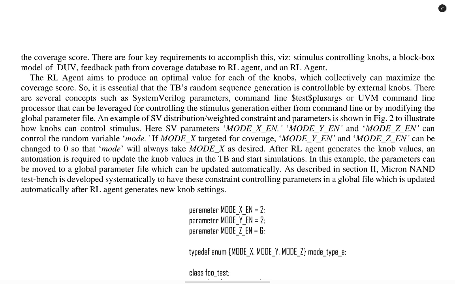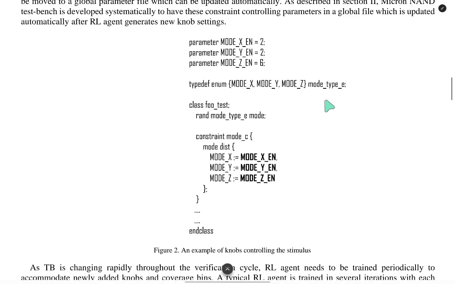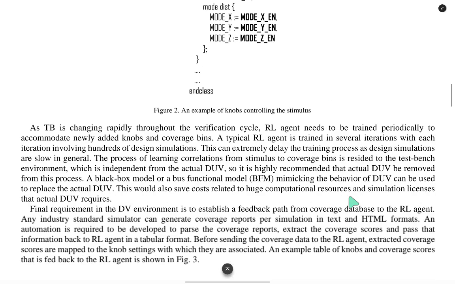After the RL agent generates the knob values, automation is required to update the knob values in the TB and start simulations. In this example, the parameters can be moved to a global parameters file which can be updated automatically. As described in section 2, the Micron NAND testbench is developed systematically to have these constraint controlling parameters in a global file which is updated automatically after the RL agent generates new knob settings. Figure 2, an example of knobs controlling the stimulus.